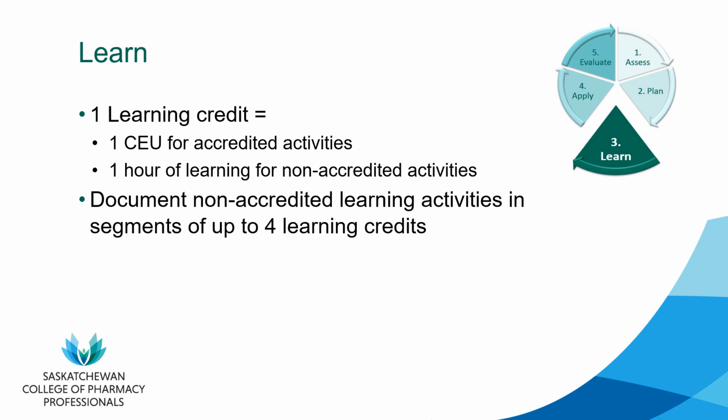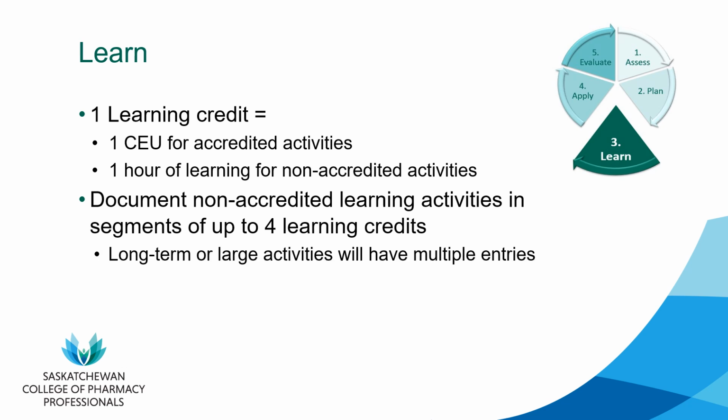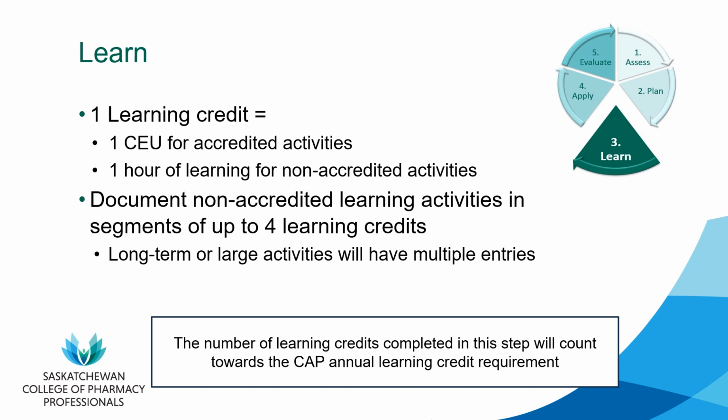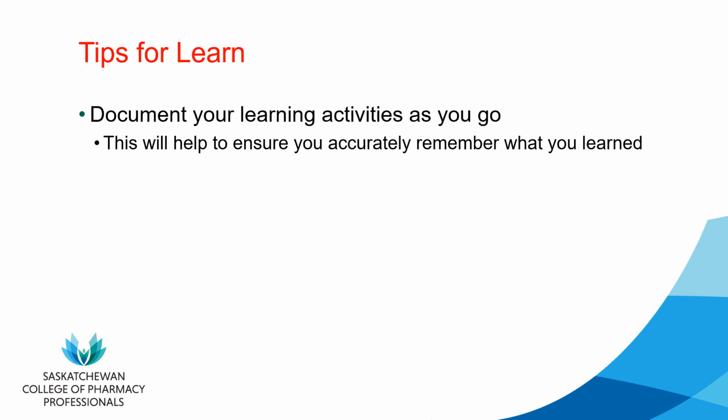When recording non-accredited activities, break your documentation of the learning done into segments of up to 4 learning credits. Long-term or larger non-accredited activities will have multiple entries of up to 4 learning credits. The number of learning credits completed in the Learn step will count towards your total annual learning credit requirement.